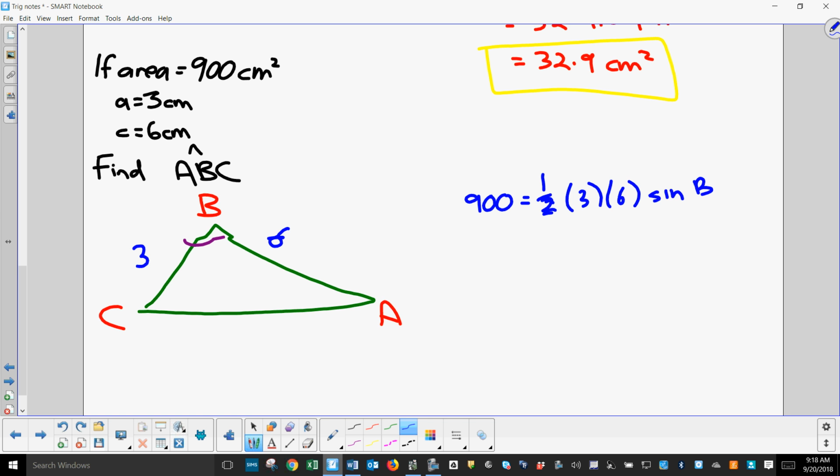How would you start to do this kind of non-calc to begin with? Some people might work out some of this first, some people might times by 2. Do it whichever way you like. We just do 6 times 3 is 18 times a half is 9. Yeah, okay, sure. So let's do that if you want, 900 equals half times 3 times 6 equals 9 sine B. And then we could get sine B by itself. Divide by 9 is just 100, yeah.